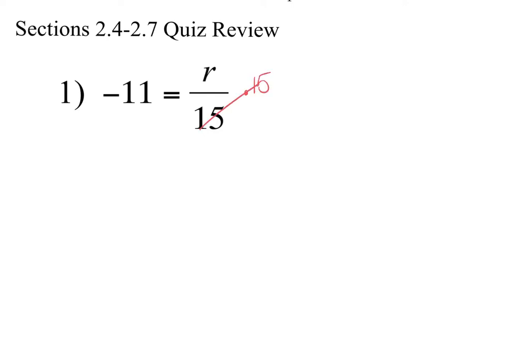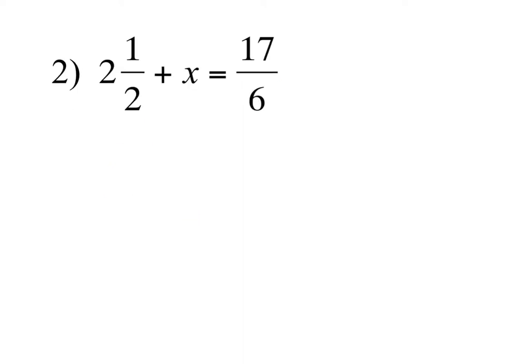Multiply both sides by that 15, right? And you're going to get negative 165 as your answer here. That is a one-step equation. There's only one step involved there. All right. Number 2 is also a one-step equation. Number 2, we have to figure out what operation's happening.